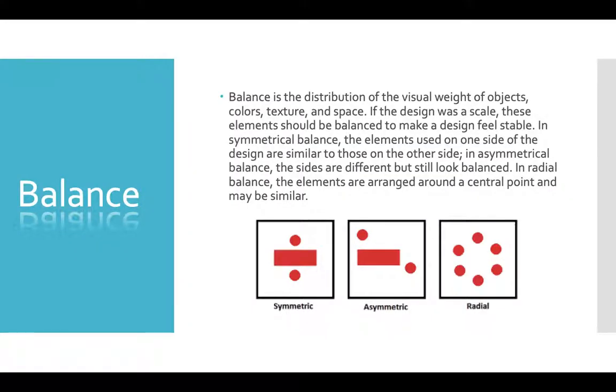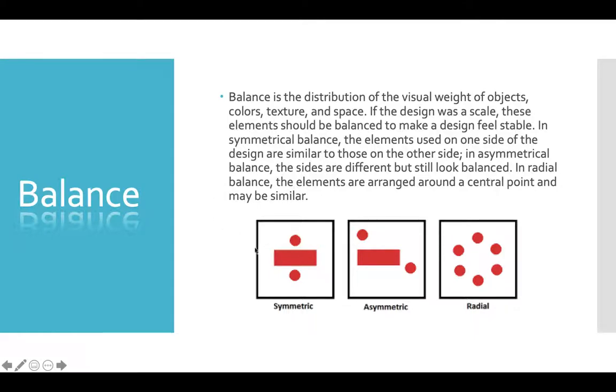One thing that artists do want to look for and take note of is the balance. The balance is how well they distribute the visual weight of the objects that they place within their artwork. This could be the actual object, it could be the colors that they use, how much texture is used, and how they use their space.